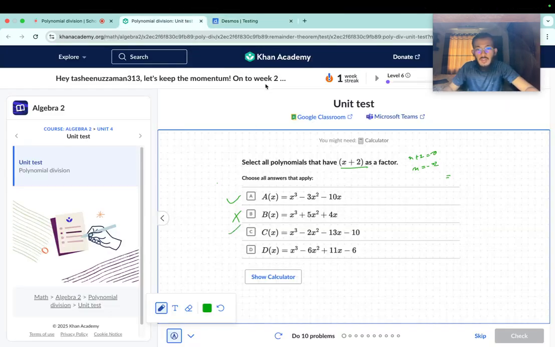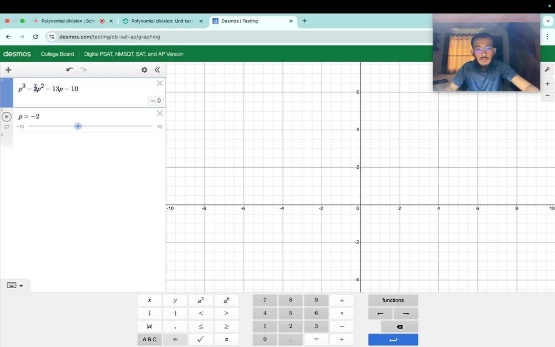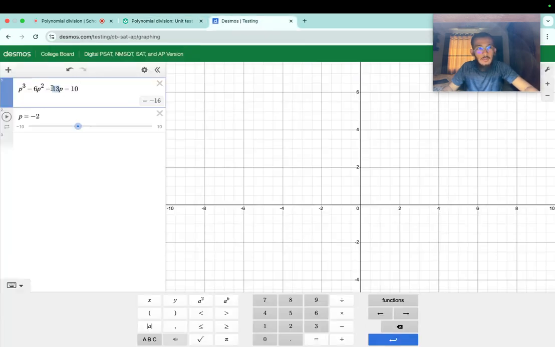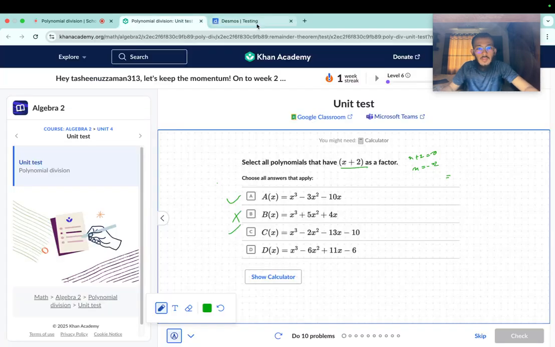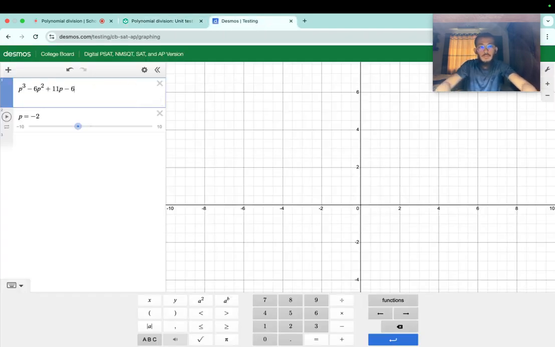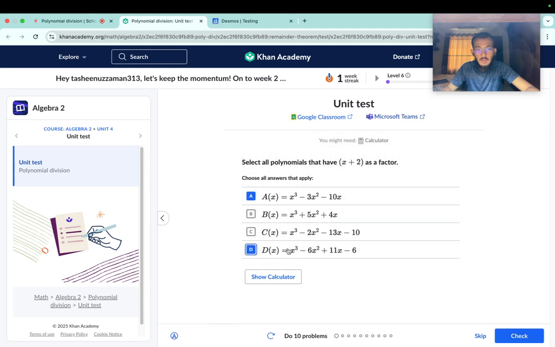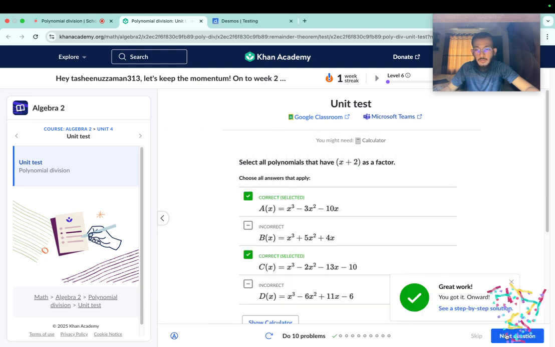X cubed negative 6x squared, positive 11x, and then negative 6. And this is not 0. So A and C is our answer for this question.